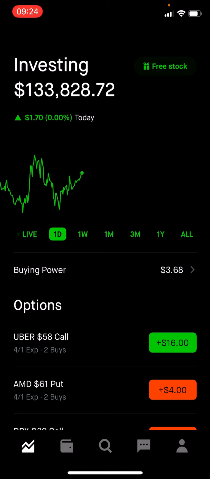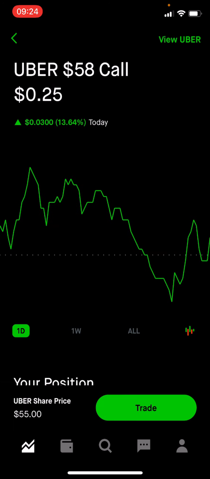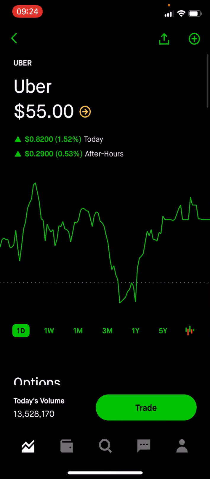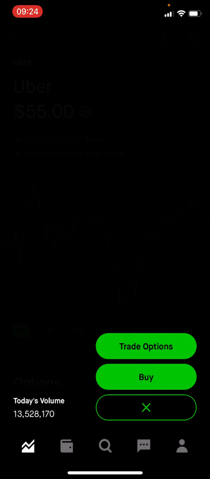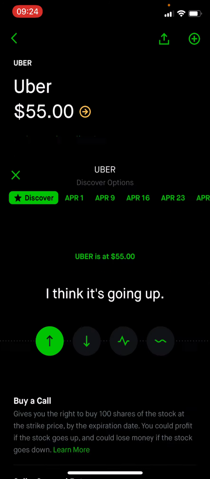So I'll be talking a little bit about how to do call options in Robinhood, and I'll give you an example with this Uber 58 call that I purchased recently. Let's start first by going to the Uber stock itself. This is how you will start buying stock options. So trade, and then trade options. If you don't have this active, just go to your settings and activate it.